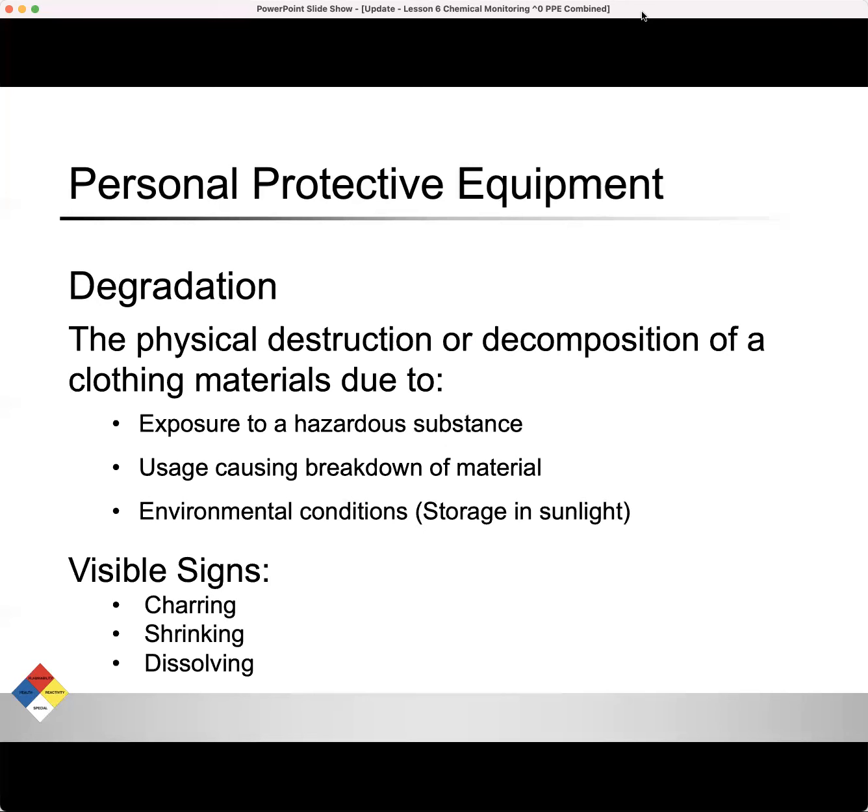Degradation. This is important. This is the physical destruction or decomposition of a clothing material due to exposure to a hazardous substance, usage causing breakdown of material, or environmental conditions, such as storing them in direct sunlight. Some visible signs of degradation are charring, shrinking, or dissolving. If your PPE starts dissolving, it's time to get out.